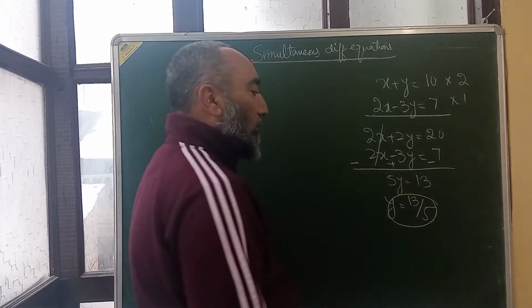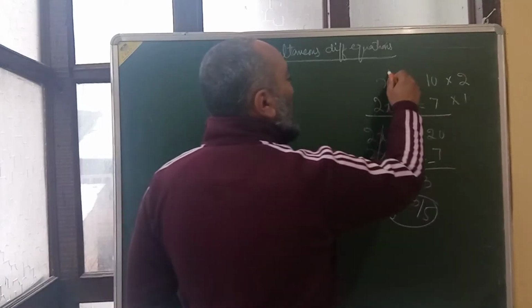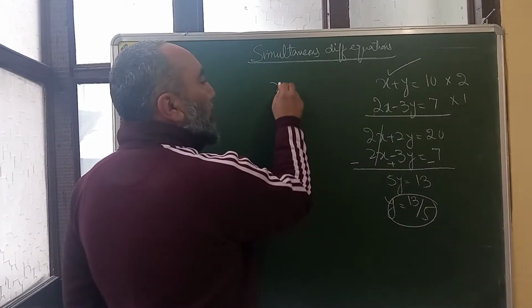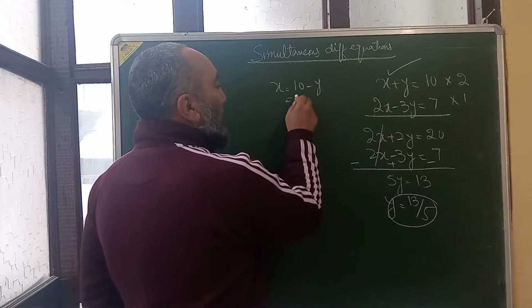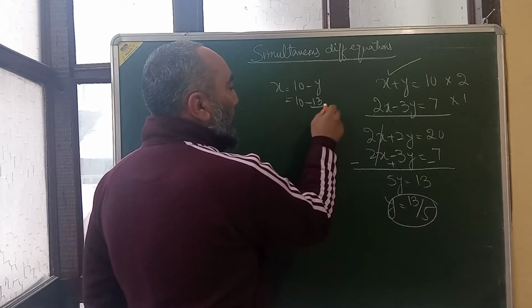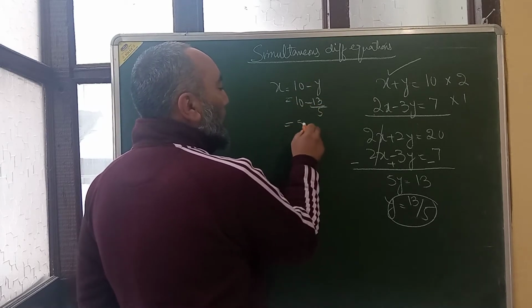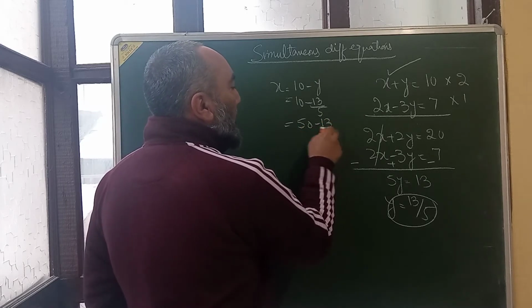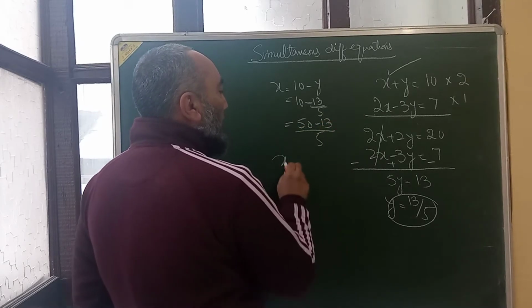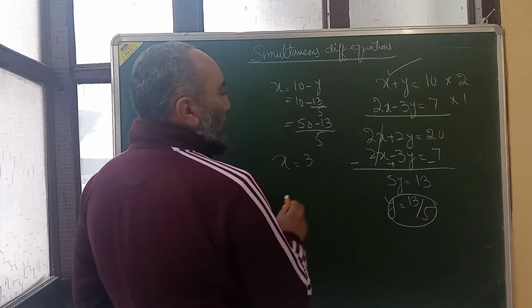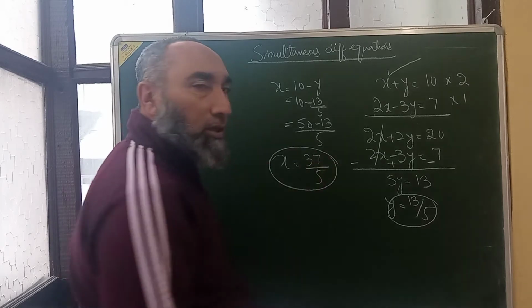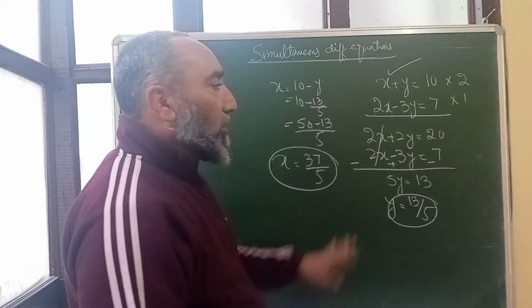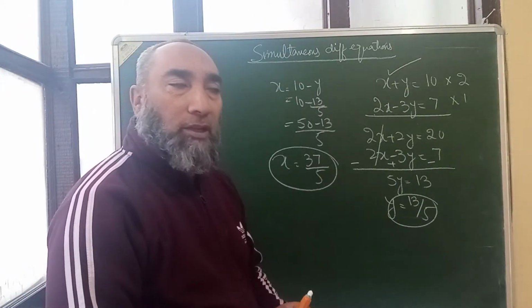When I have y, I can find x from 1. From 1, your x is 10 minus y, means 10 minus 13 by 5, means 50 minus 13 by 5. So our x is 37 by 5. So I have got x as well as y. This is simple. You know how to solve the linear equations.